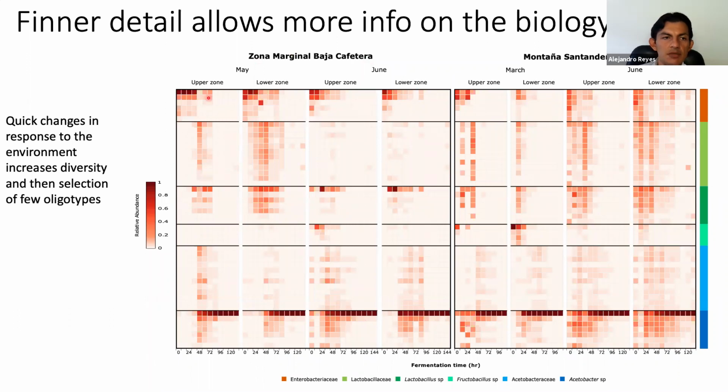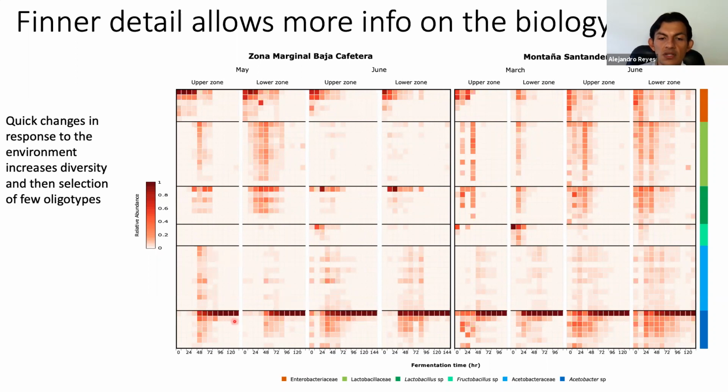So we did oligotyping on these samples, and each one of these rows corresponds to different oligotypes for each of the Enterobacteriaceae, the Lactobacilli, the Acetobacteriaceae, and so on. And then we can see that in many moments, we have a high diversity of different oligotypes that are quickly reduced to one dominating oligotype. And this particularly is the case, for example, for Acetobacteriaceae, that we know that at the beginning of the process where Acetobacter appears, it seems that there's a lot of different oligotypes. And as the process continues, then only one of those oligotypes is selected.